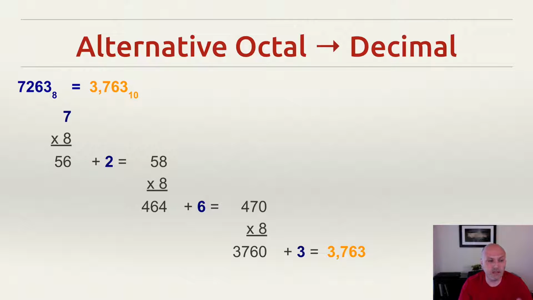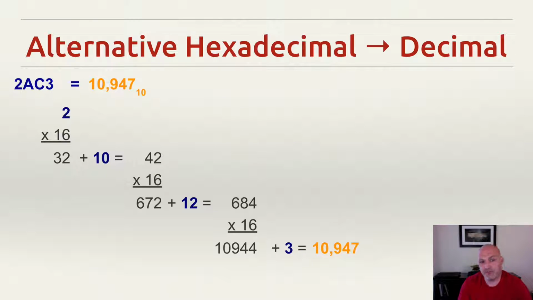I then take the next digit's value and add it in, which is 2. I now have 58, and I multiply by the base again. I end up with 464. Adding in the third digit's value of 6, I end up with 470. I multiply that by the base to get 3,760, and then I add in my final place's value, which is a 3. My end result is 3,763 in base 10.